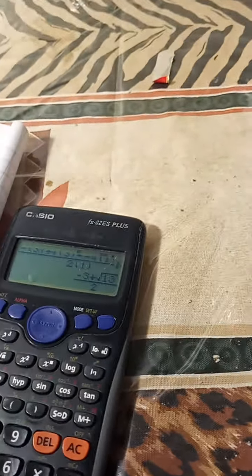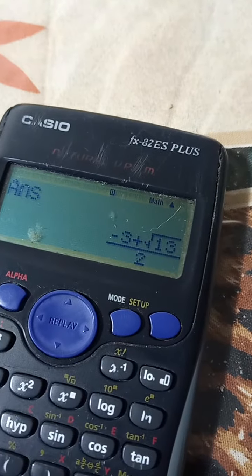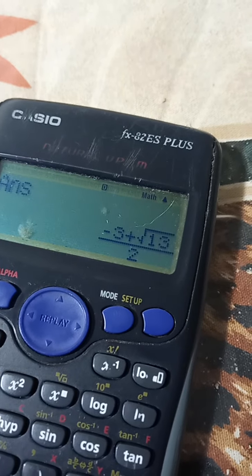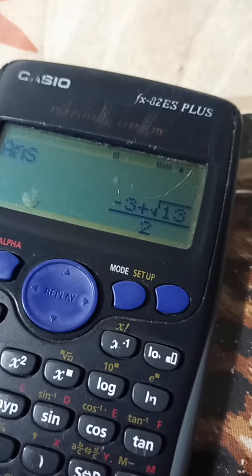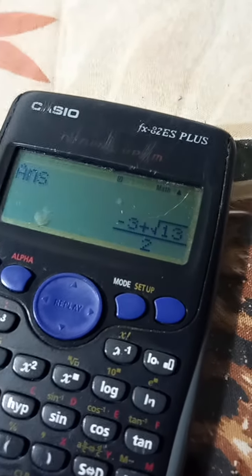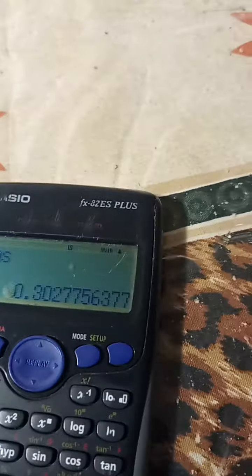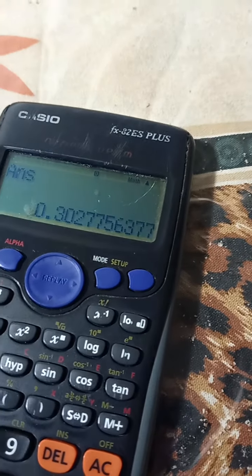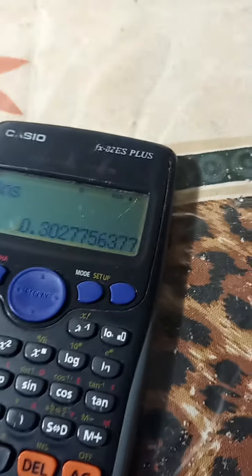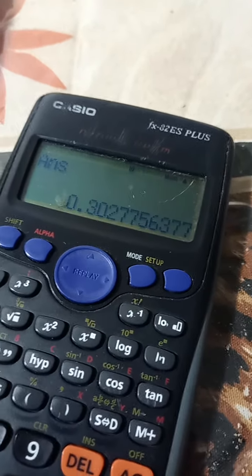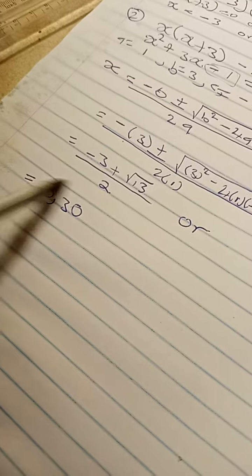Where's my pen here? Oh, the answer that we see here. Let me say answer. The answer that we see here is in surd form: minus 3 plus the square root of 13 all over 2. This is in surd form. So into decimal points, we're going to press SD here, then we have 0, 30 if the instruction says correct to 2 decimal. So this is in surd form, and then this is to 2 correct decimals.